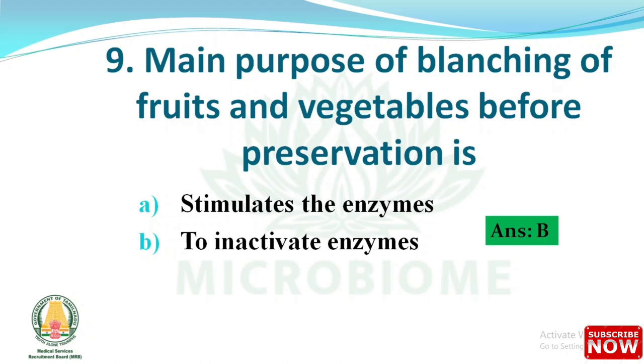Also, it removes the tissue gases which reduce the sulfides and it destroys 99% of the microorganisms. Also, this blanching enhances the green color of vegetables. And blanching is also called scalding.